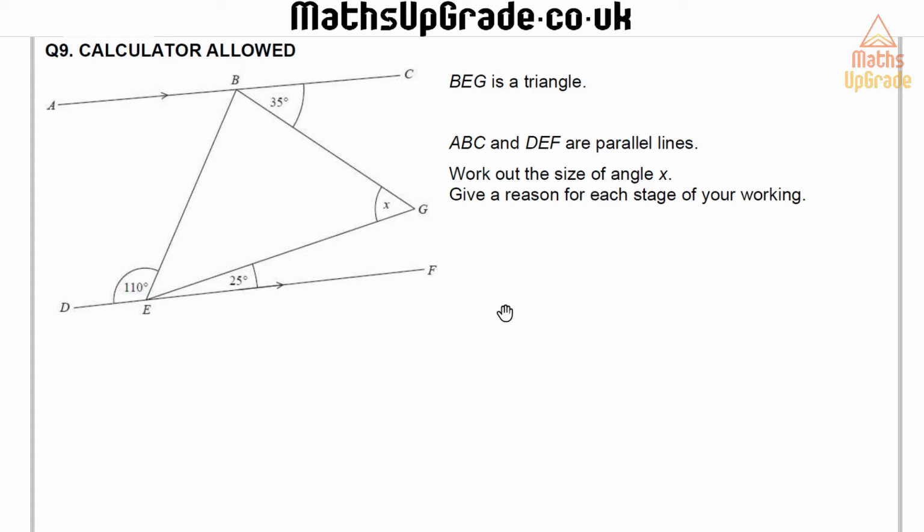So for this question, you need to recognize that this is a triangle. So you need to recognize that angles in a triangle sum to 180 degrees. There's parallel lines. You need to recognize where you've got alternate angles and corresponding angles, perhaps co-interior angles. This is how I'm going to do the question.